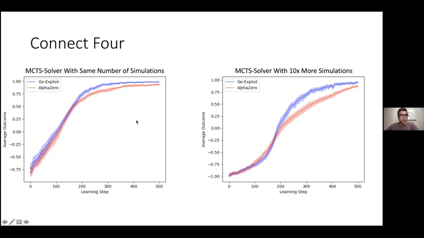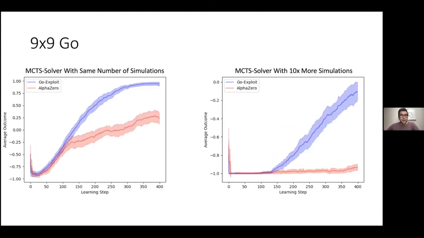In these learning plots, we see the performance of Go exploit and AlphaZero against MCTS solver. On the y-axis, an average outcome of 1 would mean that Go exploit or AlphaZero would win each of their games against MCTS solver. A value of 0 would mean the average outcome would be a draw, and then -1 would be an average outcome of a loss. We can see in both of these learning plots that Go exploit is able to achieve a higher average outcome against MCTS solver with different amounts of simulations compared to AlphaZero, which indicates that it's able to learn more quickly and able to learn a better policy.